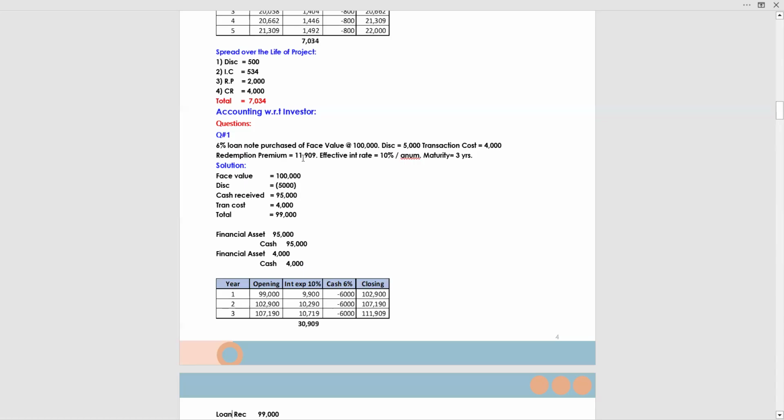Redemption premium 11,909, meaning in the end the amount we will recover from the borrower is 1 lakh plus 11,909, which gives you 111,909. At the end, we will recover this amount. Effective interest rate is 10% per annum. Maturity is 3 years, meaning the term is 3 years.